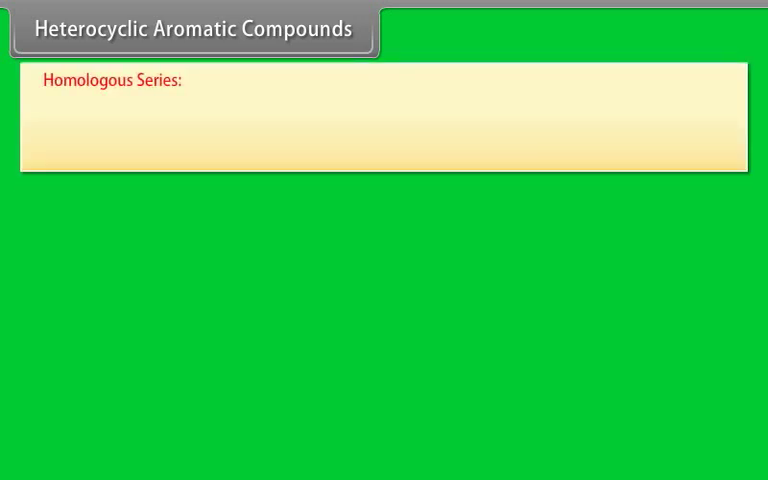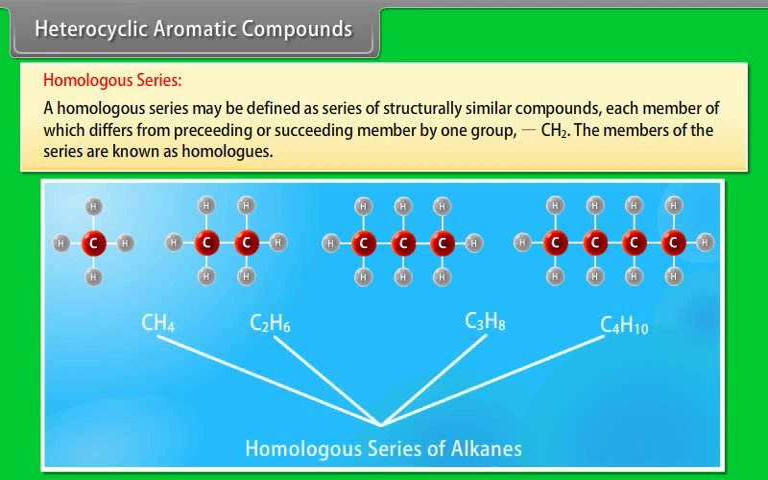Homologous series. A homologous series may be defined as a series of structurally similar compounds, each member of which differs from the preceding or succeeding member by one group, CH2. The members of the series are known as homologs.